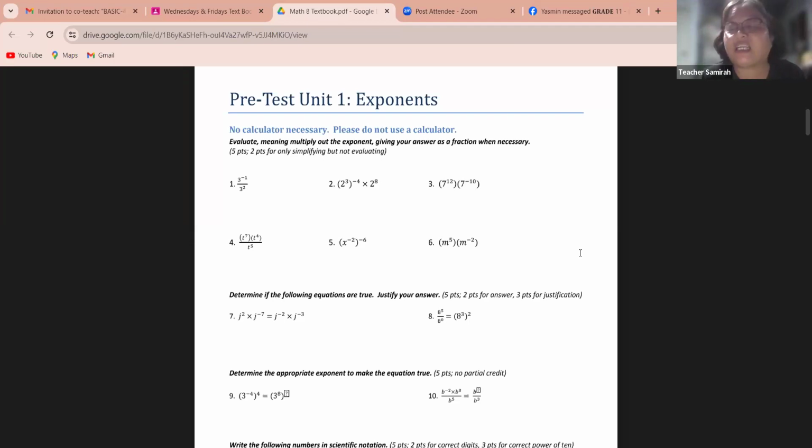So, what will become the sign? Will it be positive 12 or negative 12? Positive. Positive 12. So, what will be your final answer? X with the power of positive 12. Very good. X with the power of positive 12 or X with the power of 12.